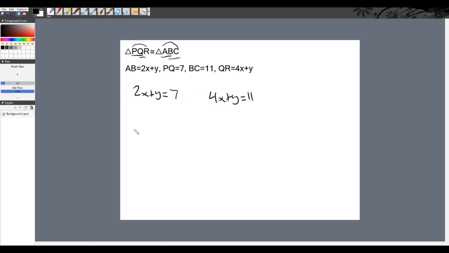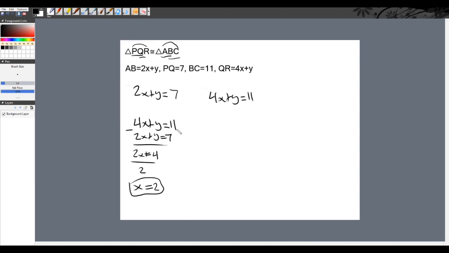And I'm going to be using a method called elimination, so we can try to single out a variable. So 4x plus y equals 11, and 2x plus y equals 7. So we subtract so we can single out x and eliminate y. Sorry for that line. We have 4x minus 2x, which equals 2x, and y minus y equals 0, and 11 minus 7 equals 4. So 2x equals 4. Divide by 2, x equals 2.